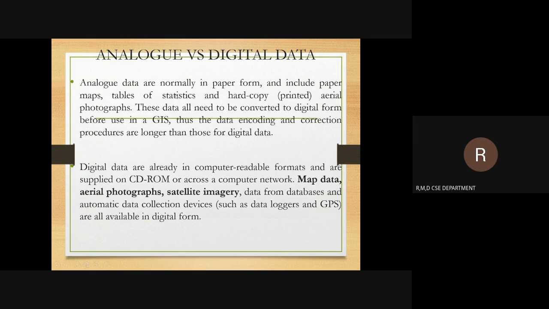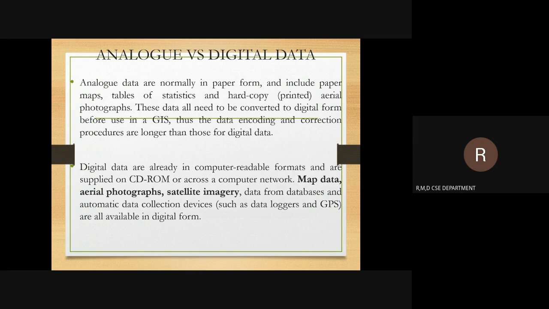Analog versus digital data. We know what is meant by analog data as well as digital data. Analog data includes maps. What you draw on paper, the maps, tables, or statistics, whatever you do, those analog data will be converted into digital data.